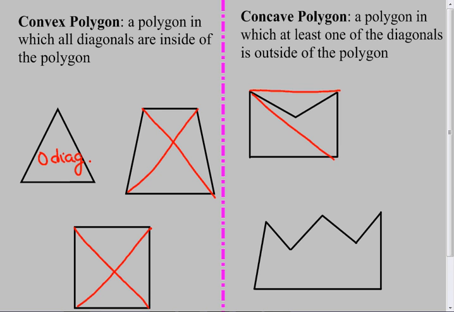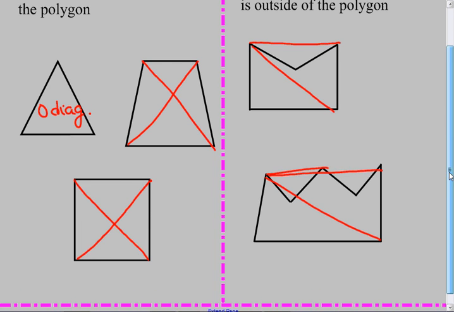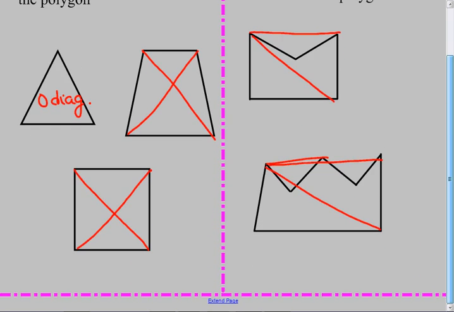And let's see. Let's draw the diagonals on this next one. That one lies outside, that one lies outside, that one lies outside. So that is a concave polygon. But our theorems have to do with the convex ones. Now, you don't have to be able to define that. You just have to be able to recognize it.